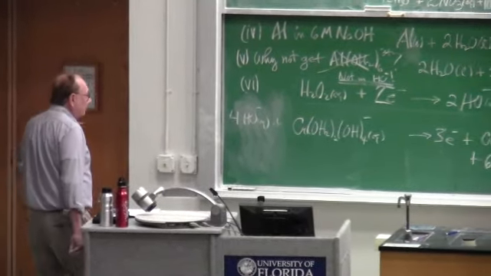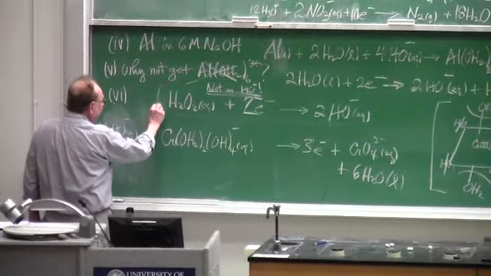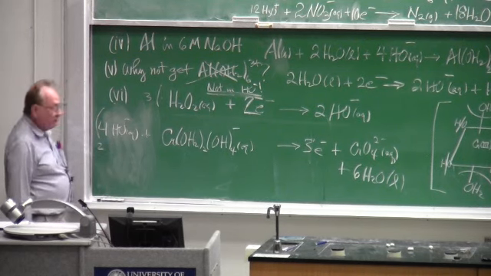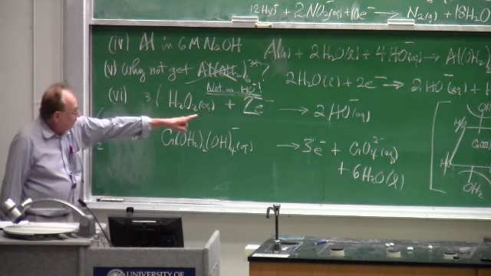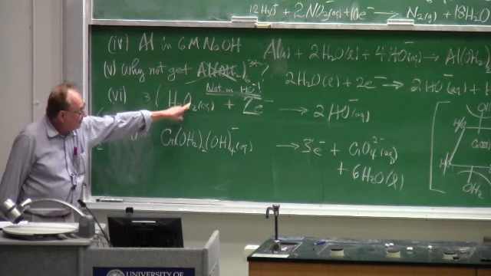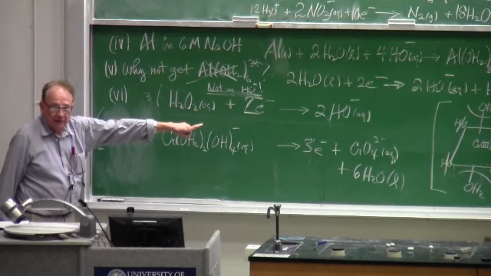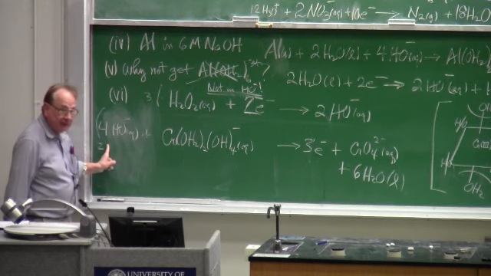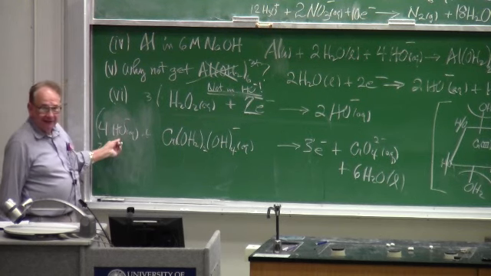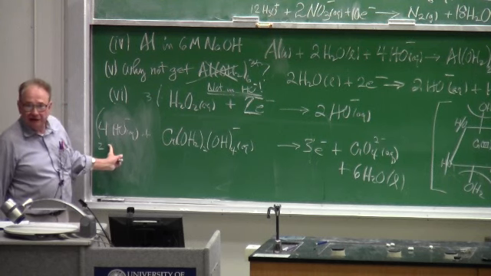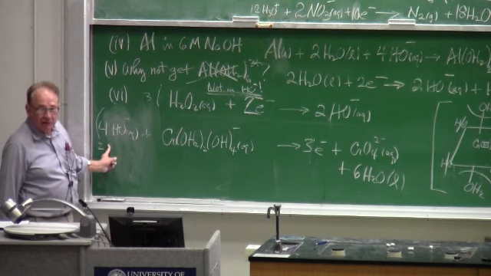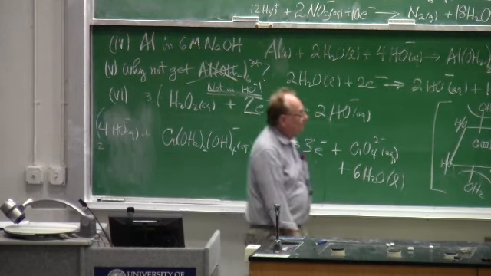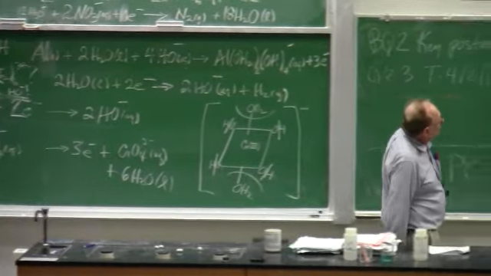Because to put these together, I have to multiply this one by 3 and this one by 2, which means I will, by this half reaction, manufacture 6 moles of hydroxide ion, while at the same time in this system, I'll be chewing up 8 moles of hydroxide ion. So this system involves a net consumption of hydroxide ion, which means the pH is coming down. 7, easy.